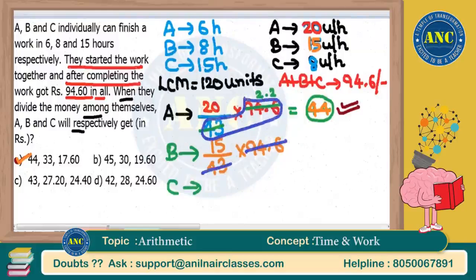No need to keep writing that every time. 15 into 2.2, you will get it as 33. 8 into 2.2, you will get it as 17.6.